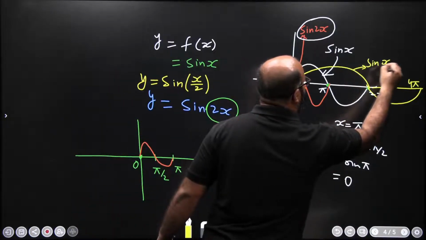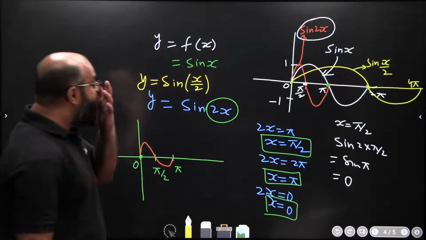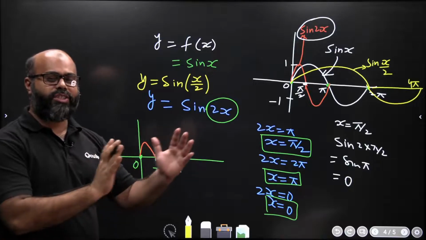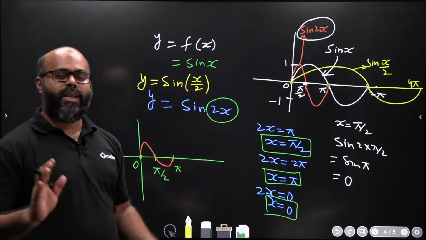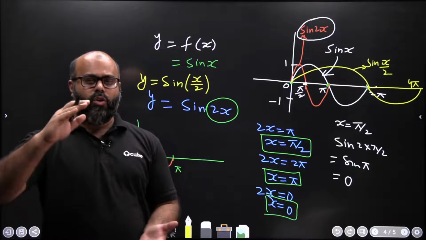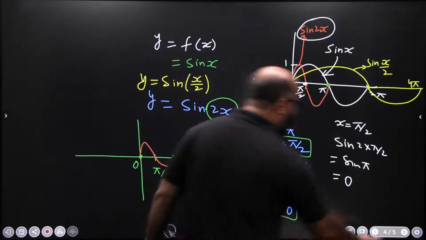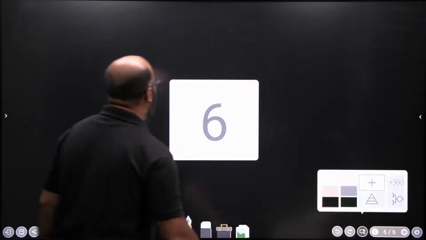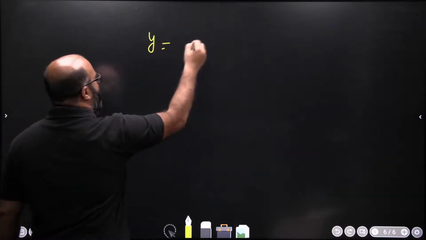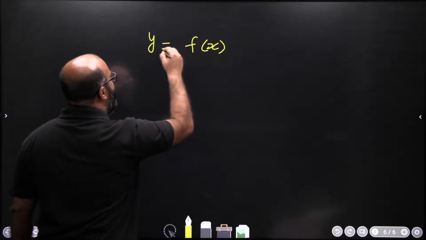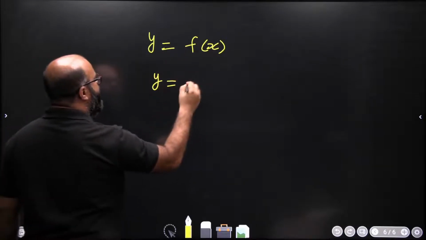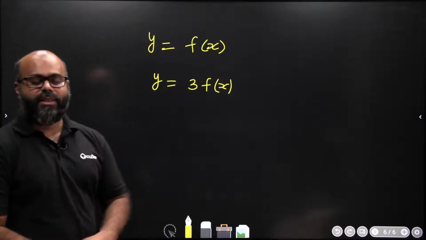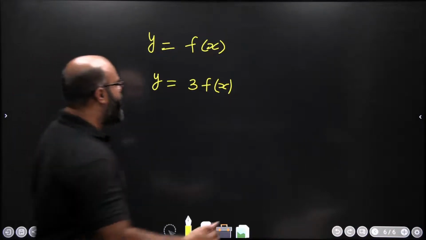Now these three patterns will let you understand how the graph gets shrunk or stretched horizontally. What about vertical shrinking or compressing? If we talk about vertical, in that situation again we are talking about the output. So the graph is y is equal to fx. Now if we multiply 3 to fx, what would happen? Let me multiply 3 to the function fx and see what would happen.